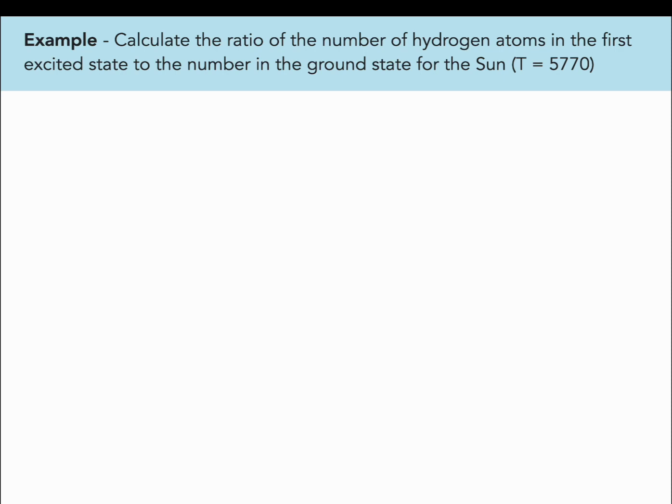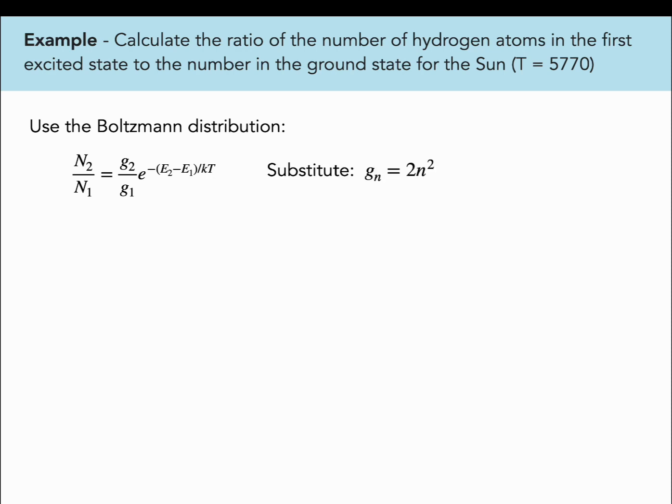So let's look at this in practice. Let's calculate the ratio of the number of hydrogen atoms in the first excited state to the ground state for the sun. So there's the Boltzmann distribution. We know that the degeneracy, or the statistical weight for the hydrogen levels, is just 2n squared. So we want to look at the ratio of the first excited state, that's the n equals 2 state. The ground state is the n equals 1 state. So for the upper state, n is just equal to 2, so you get 2 times 2 squared. Ground state, n is 1, 2 times 1 squared. So we get just 4 times that.